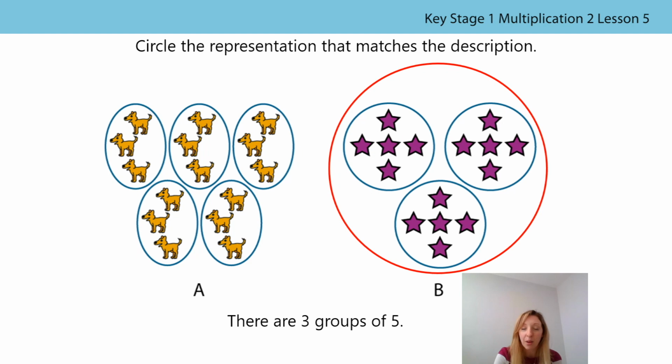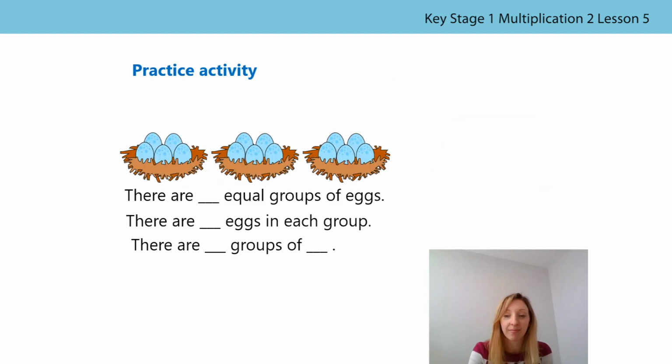Well done. Whereas set A, how many groups were there in set A? That's right, there were 5 groups in set A, and how many dogs are in each group? 3. Excellent. So there were 5 groups of 3 in set A. So that didn't match our sentence, did it? Well done. For today's first practice activity, I would like you to try and finish off the sentences by looking at the nests. You've had lots and lots of practice at this during this lesson, so I know you're going to do really well with it.